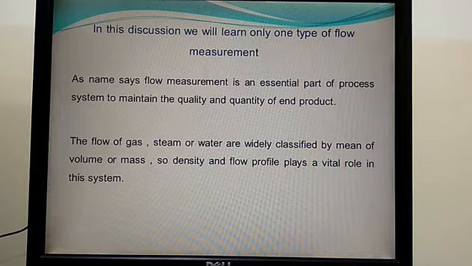The flow of gas, steam or water is widely classified by means of volume or mass. So density and flow profile play a vital role in this system. As we know, density and flow profile are 2 vital things which can change the flow measurement system if not handled accurately. Okay.